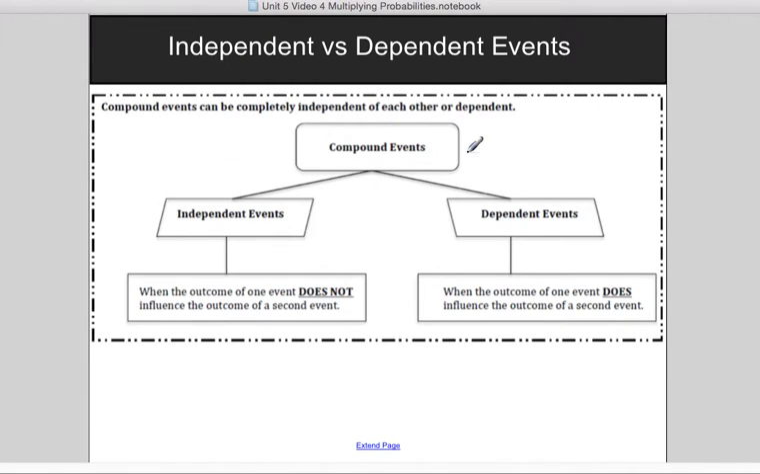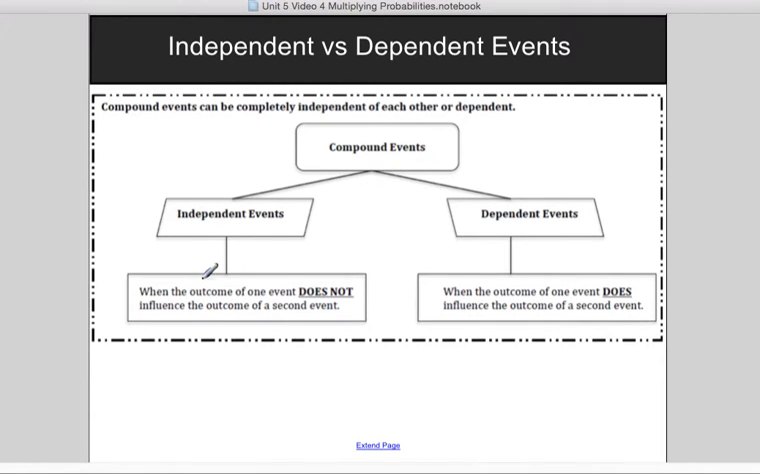Compound events can be either independent or dependent. And remember, compound is one happening after another. So it breaks down into either independent or dependent. Independent is when the outcome of one event does not influence the outcome of a second. Dependent is when it does influence the outcome of the second event.